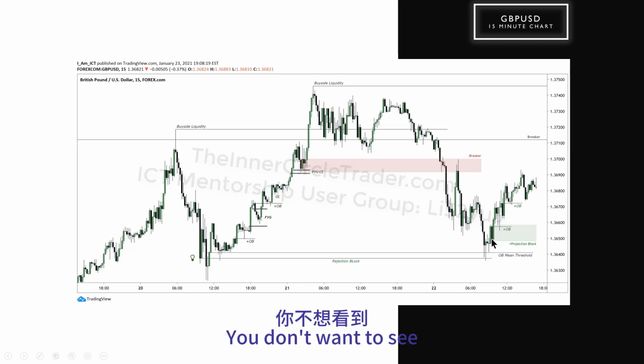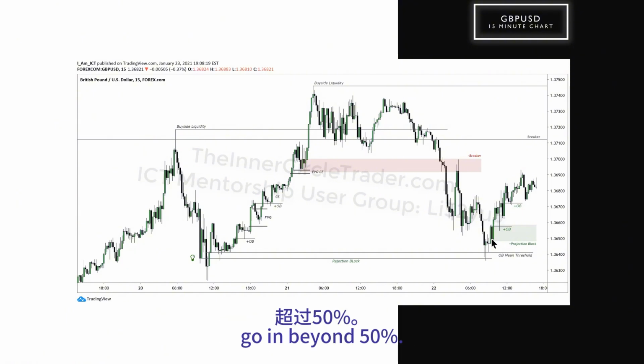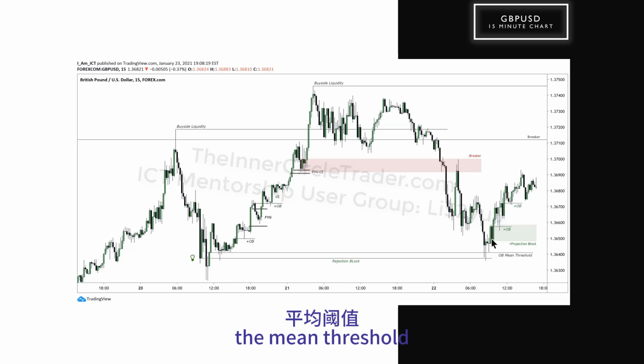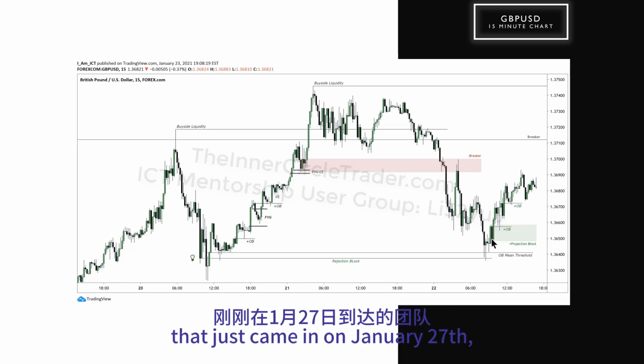You don't want to see a bullish order block on top of another order block go in beyond 50%. In other words, if it breaches the mean threshold on a closing basis, then it's not likely to be a high probability projection block.